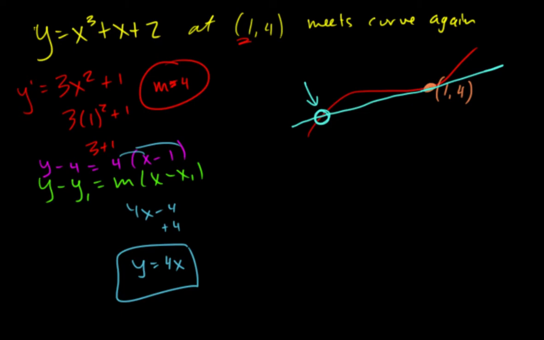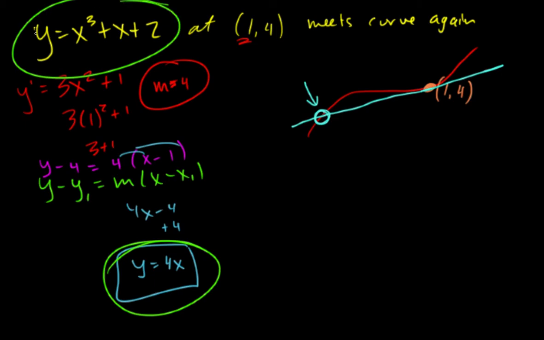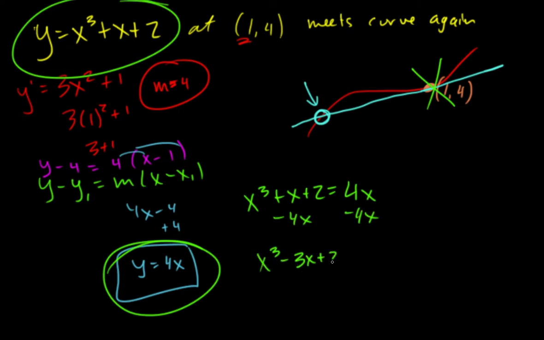And what we're going to do now is take this, set it equal to the curve to see where it intersects, and then we'll end up throwing out that answer because we already knew about that one. So when we set them equal to each other, x cubed plus x plus 2 equals 4x, so x cubed minus 3x plus 2 equals 0.